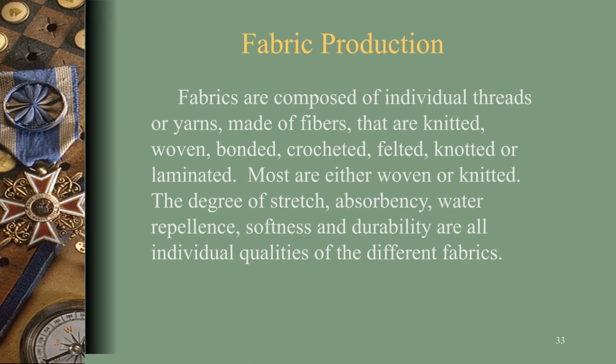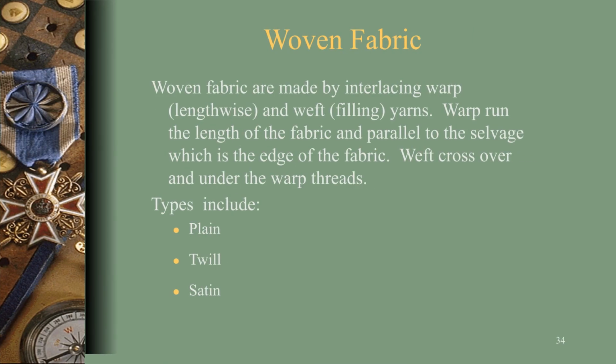Fabric production involves creating yarns from fibers, which are then processed by knitting, weaving, bonding, or other methods. These processes determine the fabric's stretch, softness, durability, and water repellence. Woven fabrics are created by interlacing warp and weft yarns. Warp yarns run the length of the fabric, while weft yarns run across. Common weave patterns include plain, twill, and satin.